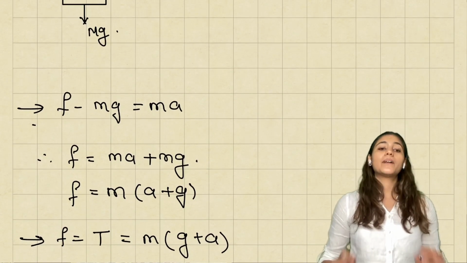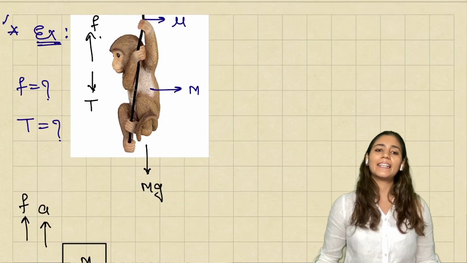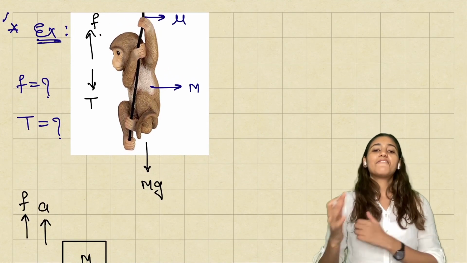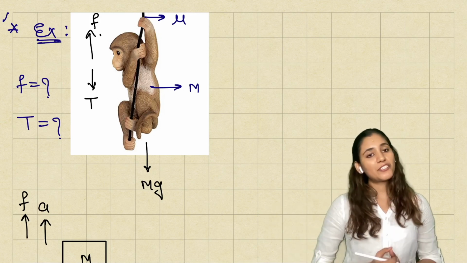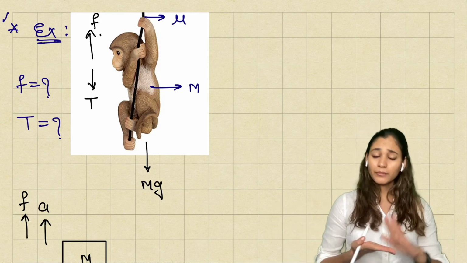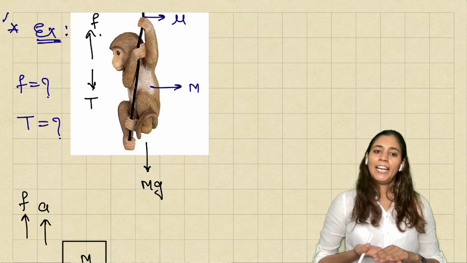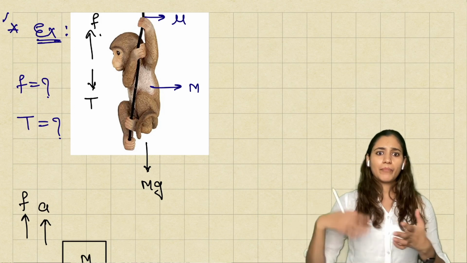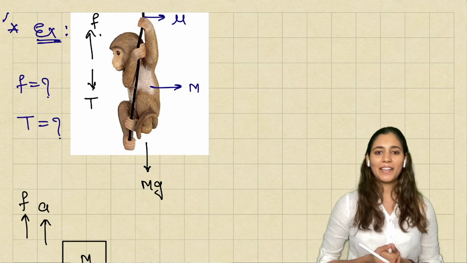So I hope with this example it is clear how we can identify which type of frictional force is acting, whether it is static friction or kinetic friction, and if we have to calculate it, how we can proceed. And the physical quantities related to this, we can simply find out.